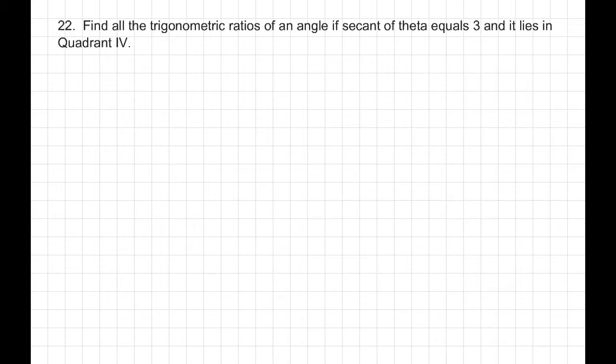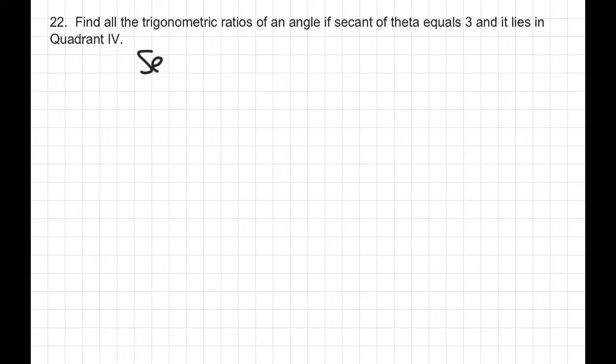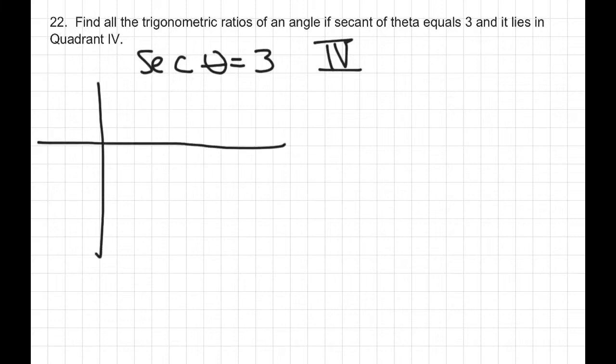Number 22. Find all the trigonometric ratios of an angle if secant theta is equal to 3 and the angle lies in quadrant 4. Well, I'm going to start by drawing a picture. Here's the coordinate plane, and here's my terminal ray in quadrant 4. To draw my triangle, I'm going to drop a perpendicular to the x-axis. And theta is always the angle between the terminal ray and the x-axis.